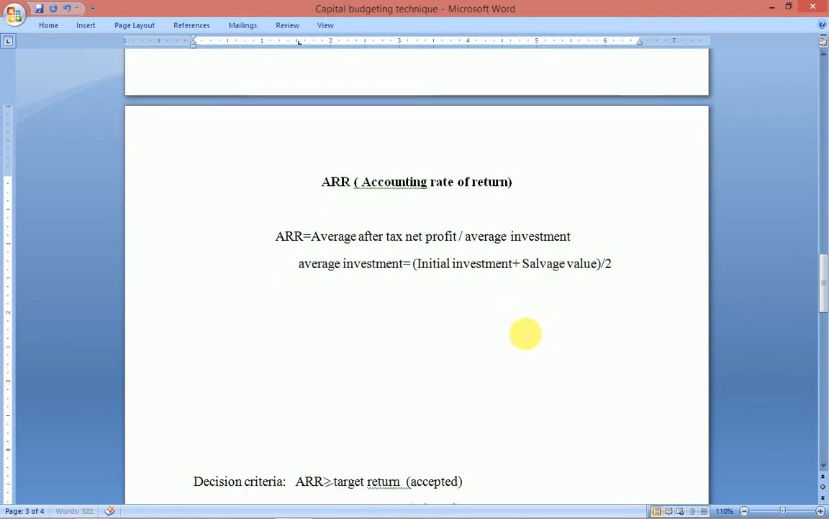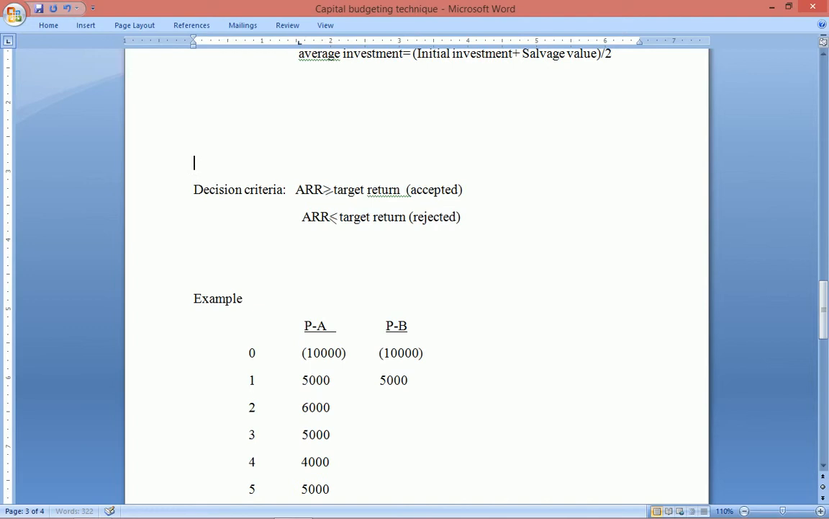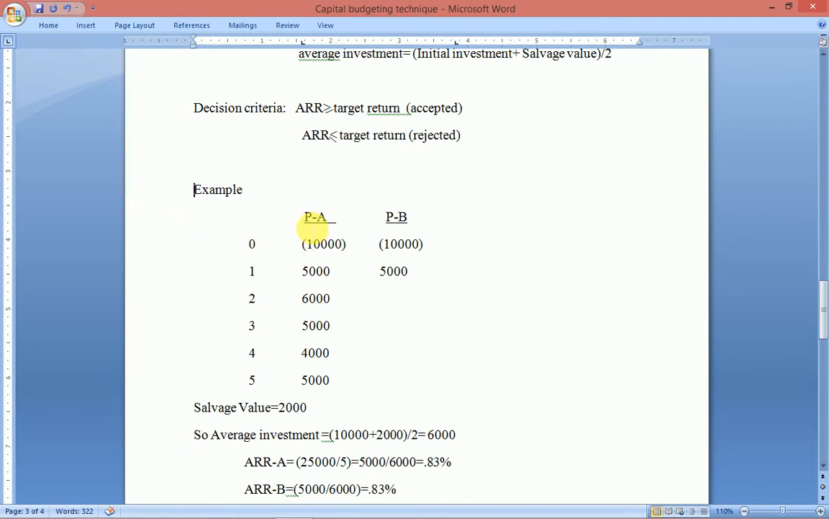The ARR decision criteria is: if the accounting rate of return is greater than or equal to the targeted rate of return, then the project is accepted, and if the accounting rate of return is less than the target rate of return, then the project is rejected.